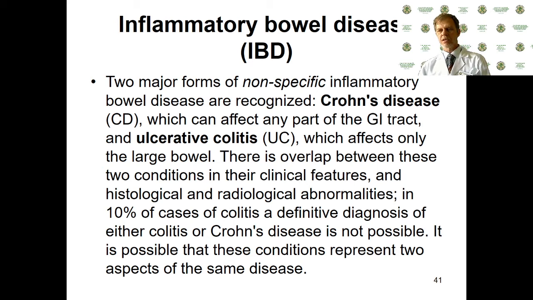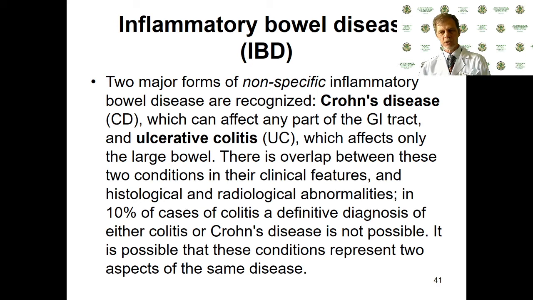And there is overlap between these two conditions in their clinical features and histological and radiological abnormalities, and in 10% of cases of colitis, a definitive diagnosis of either ulcerative colitis or Crohn's disease is not possible. It's possible that these conditions represent two aspects of the same disease. So, what we know now: two disorders, Crohn's disease and ulcerative colitis. Again, these are inflammatory diseases which affect the gastrointestinal system.